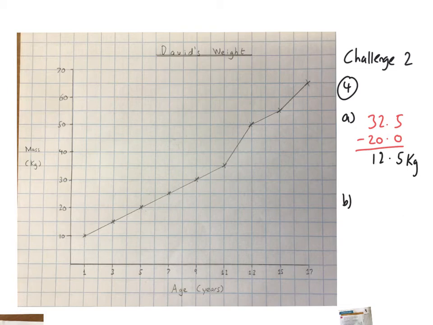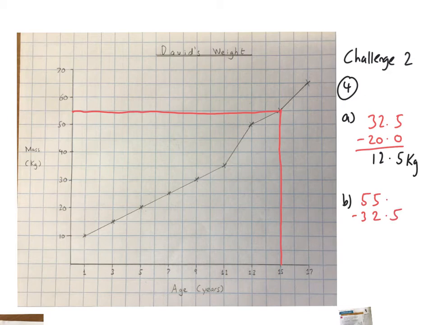4b asks us what was the difference in David's mass between the ages of 10 and 15 years. So 10 I already know because I did it in the previous question, it's 32.5 kilograms. So I'm going to just have a look at 15 years here, all the way up and across. It's on my horizontal line, reading across carefully, so that is in between 60 and 50, so that's 55 kilograms. So this time I have 55 kilograms and I'm taking away 32.5.